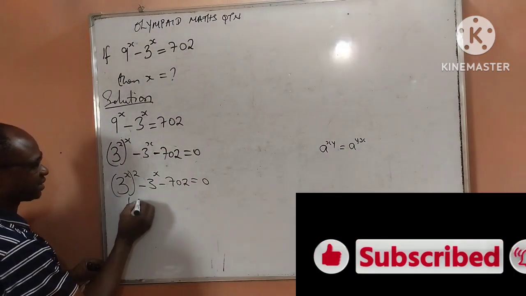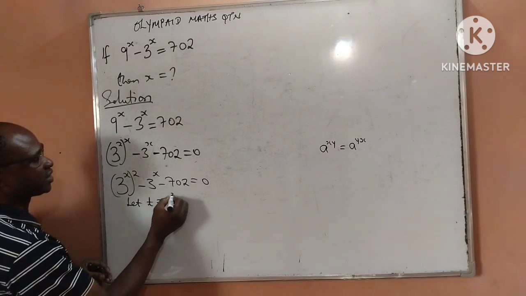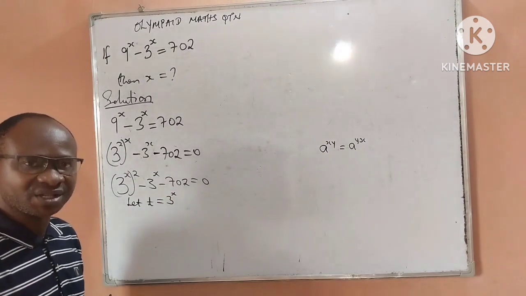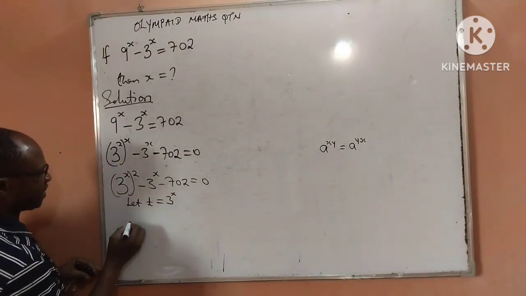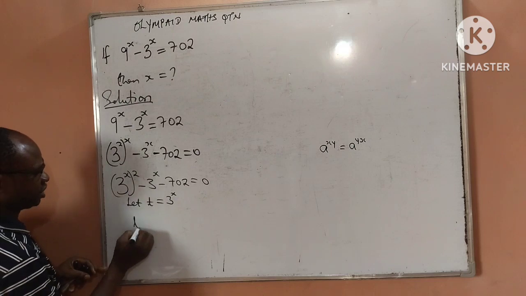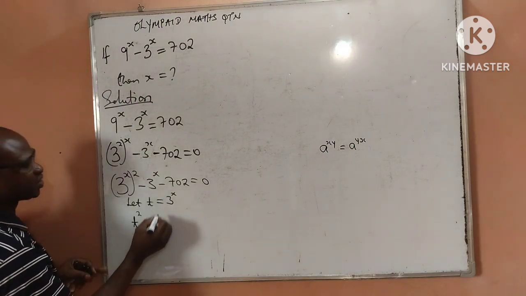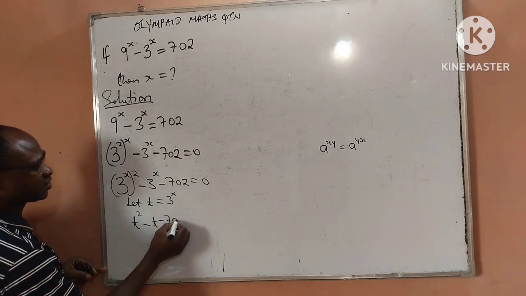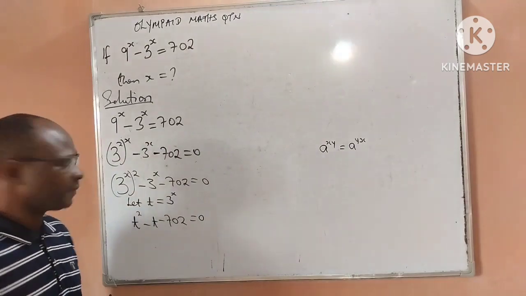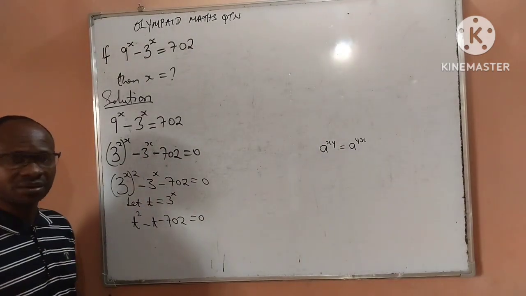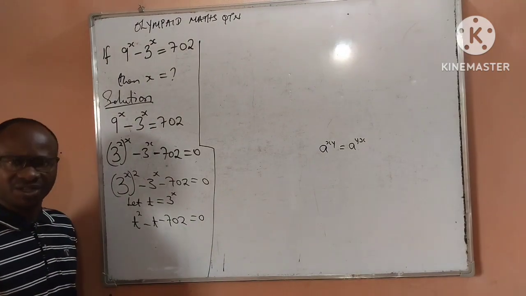Now, let t be equal to 3 raised to the power x. Anywhere I see 3 raised to the power x, I will replace it with the letter t. That becomes t raised to the power 2, then 3 raised to the power x also becomes t, then minus 702 equal to 0. If you look at this, it is a quadratic equation, so we can use any of the methods of quadratic equation in solving it.